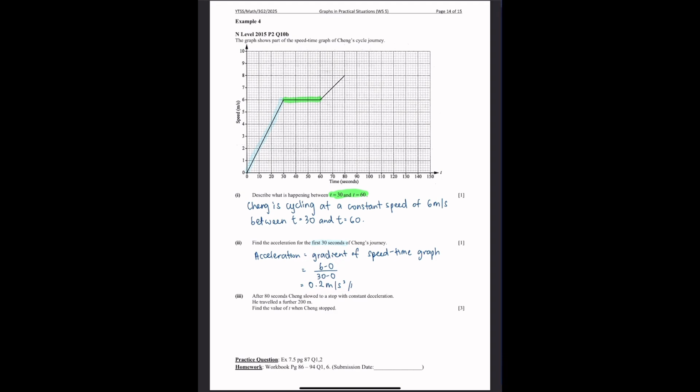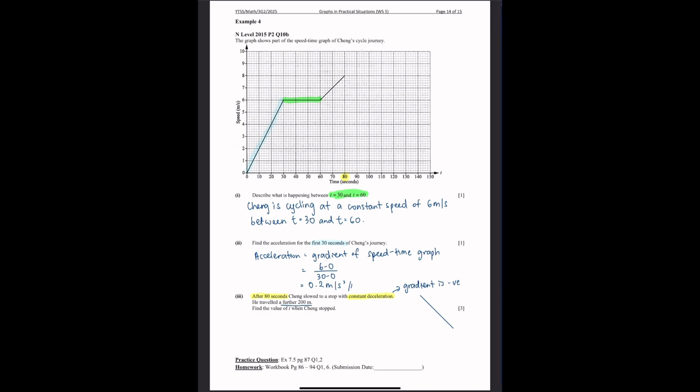Now let's do part 3 together. After 80 seconds, so let me highlight keywords. After 80 seconds, which is from here onwards, Cheng slowed to a stop with constant deceleration. This means your gradient is negative. Okay, so it should look something like that. From this point, it should look like this. It should be a downward sloping line, but I won't draw here because I don't know where to stop on the t-axis.